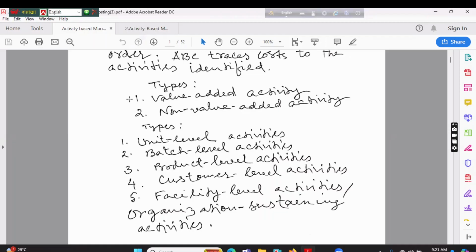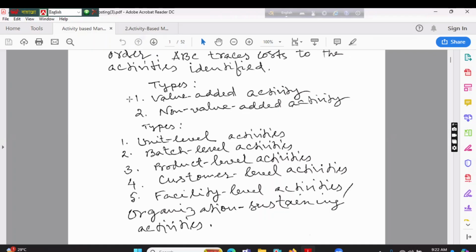Inspecting is an activity in which time and resources are spent ensuring that the product meets specifications. Storing is an activity that uses time and resources while a good or material is held in inventory.